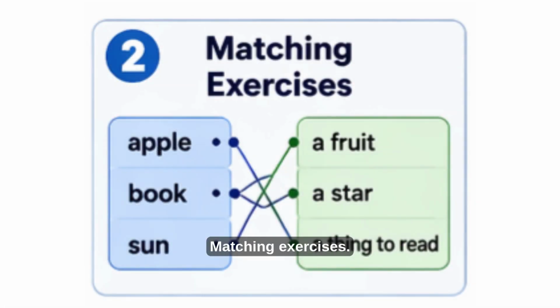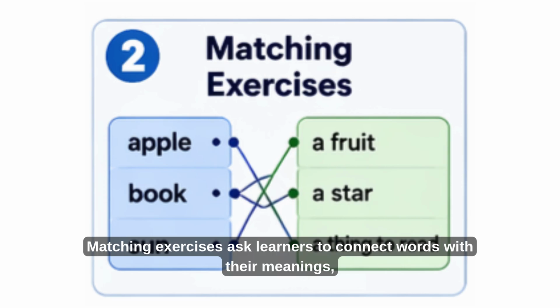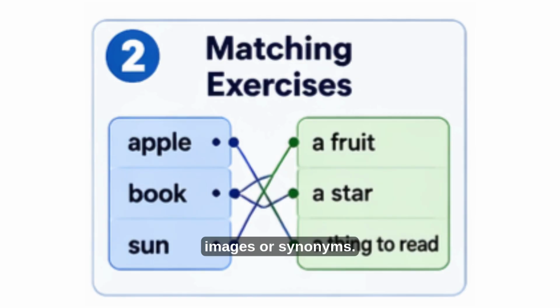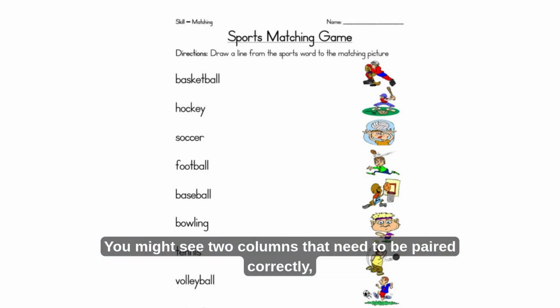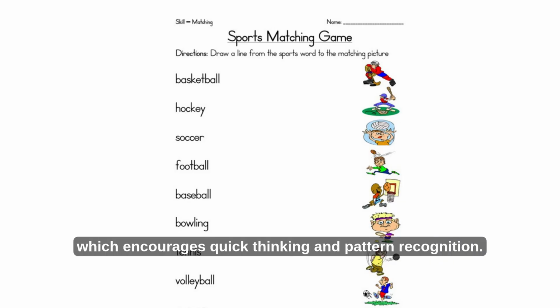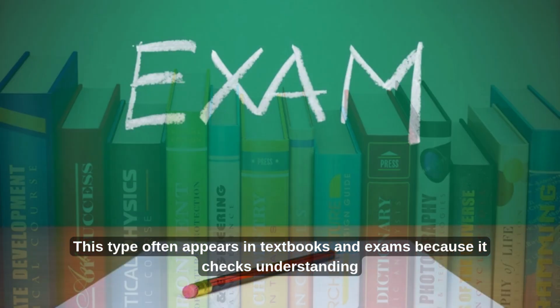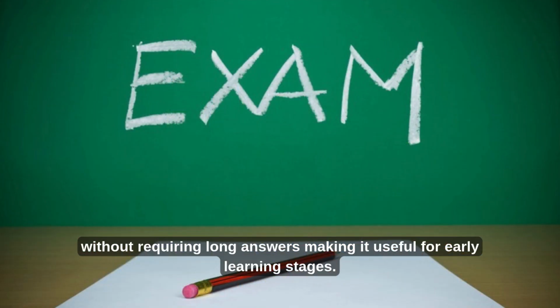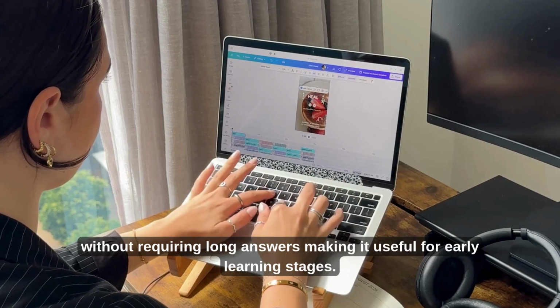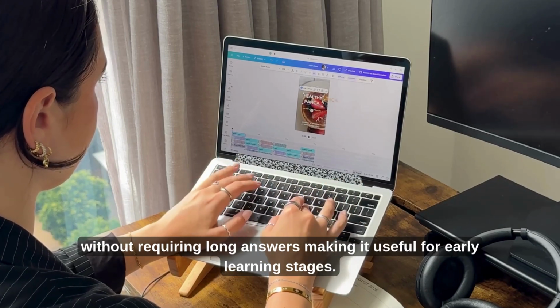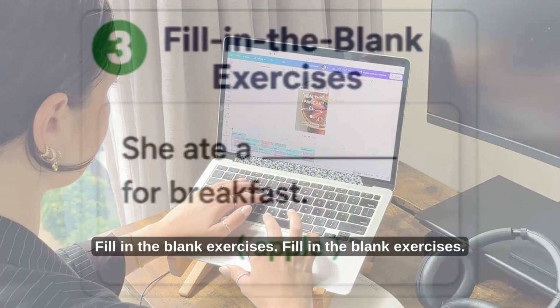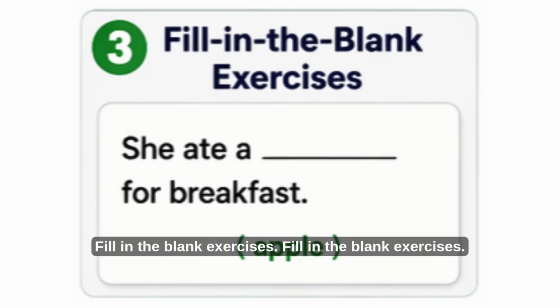Matching exercises. Matching exercises ask learners to connect words with their meanings, images, or synonyms. You might see two columns that need to be paired correctly, which encourages quick thinking and pattern recognition. This type often appears in textbooks and exams because it checks understanding without requiring long answers, making it useful for early learning stages.